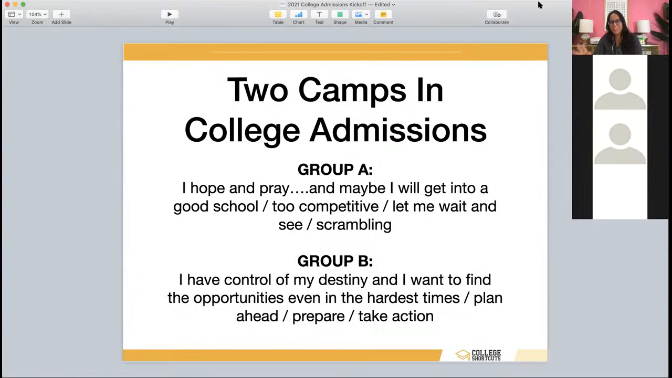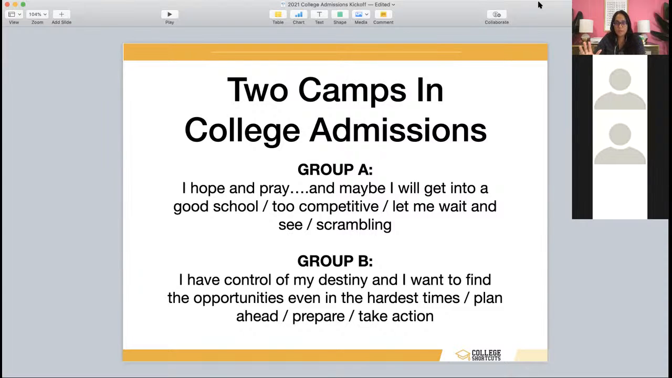There's Group A, which is the family that says, I hope and pray maybe we'll get into a good school. We're just going to see. And then they start scrambling at the end. These are families that tend to wait till the last minute. They're applying regular decision, even though their child totally qualifies, but they're just procrastinating.